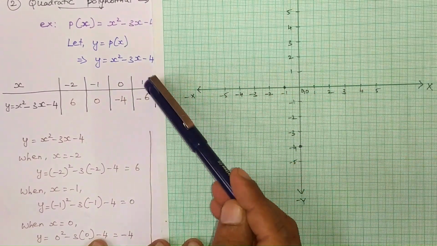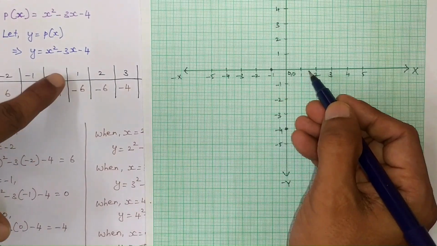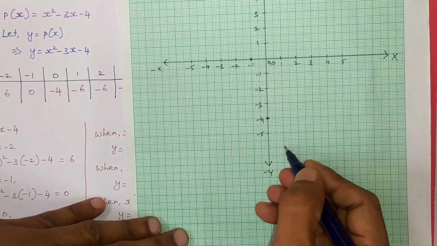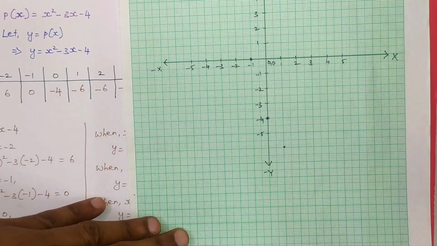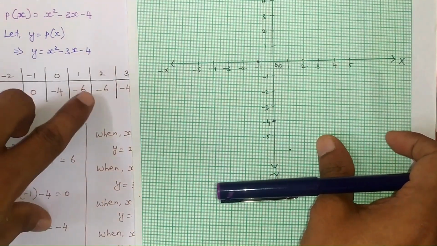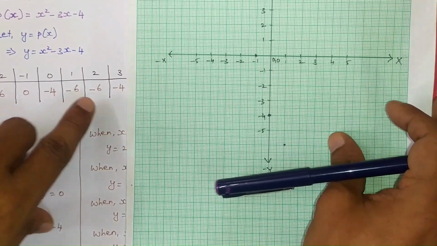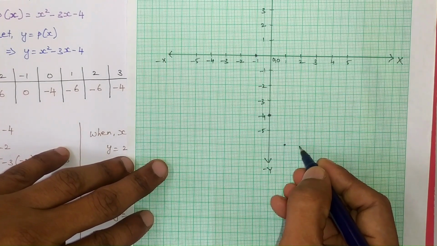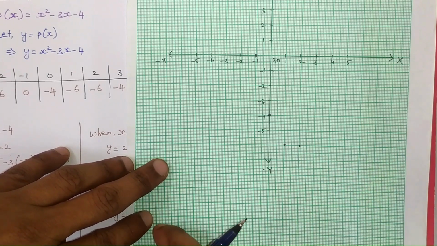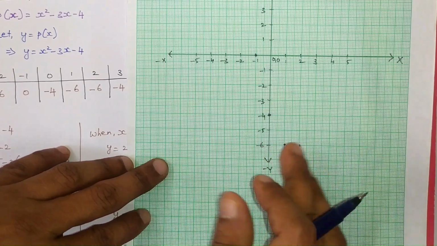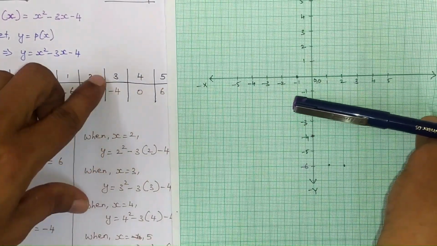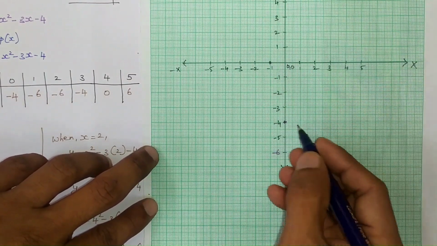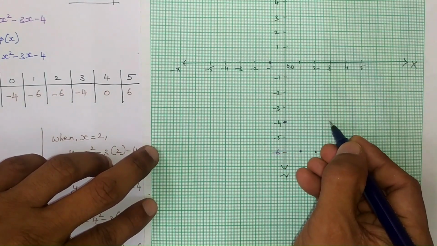The next one is 1 comma minus 6. So the next point is x equal to 1, y is equal to minus 6. So 1 and minus 6. Minus 6 is going to be here. The next point is 2 and minus 6 again. x is 2, y is minus 6. So here it is minus 6. The next point is 3 and minus 4. x is 3, y is minus 4. So here it is.